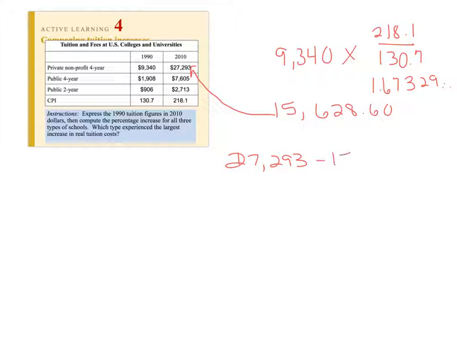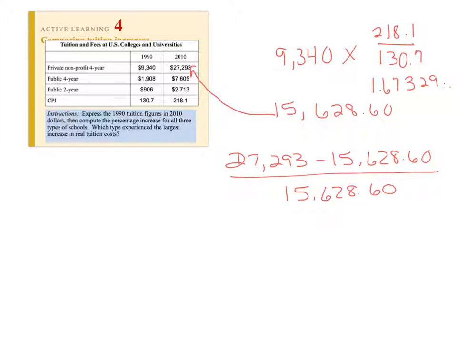27,293 minus 15,628.60, divided by 15,628.60, and we end up with roughly 74.634, or roughly a 75% increase in tuition in the private non-profit 4 years. So roughly 75%. I should make that correct. Okay, 75%. I mean, tuition's expensive enough, right?